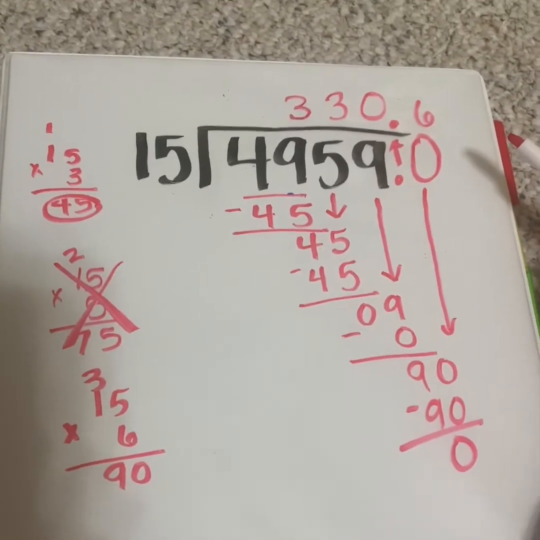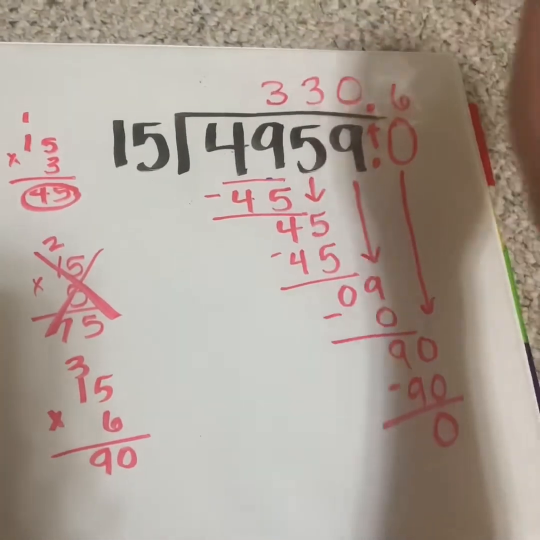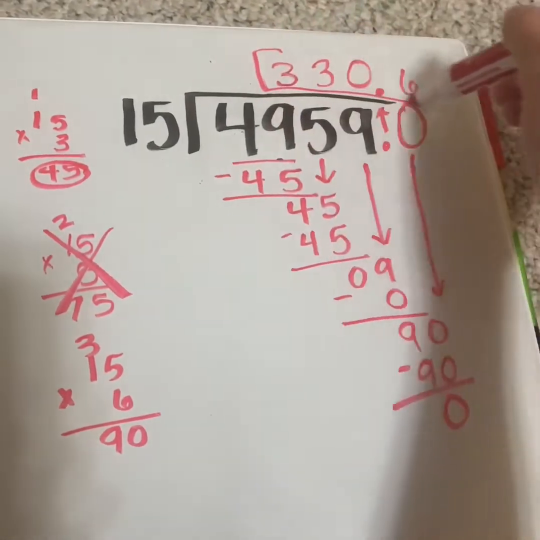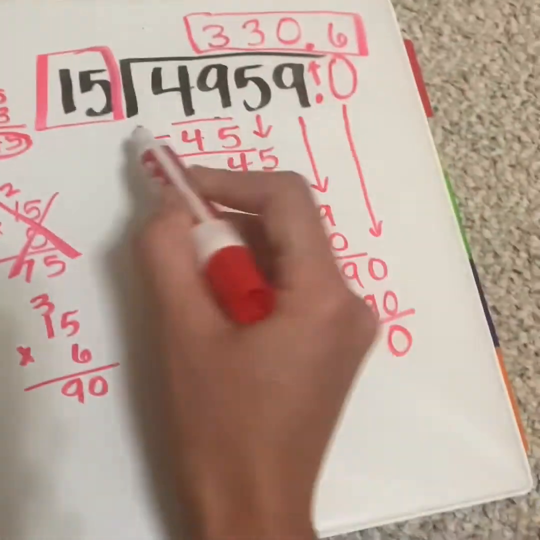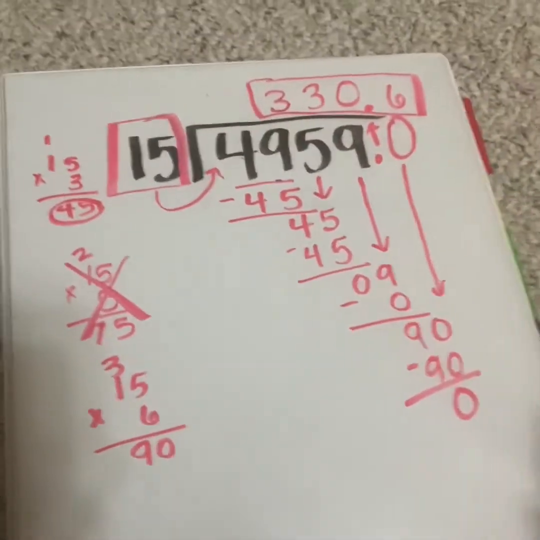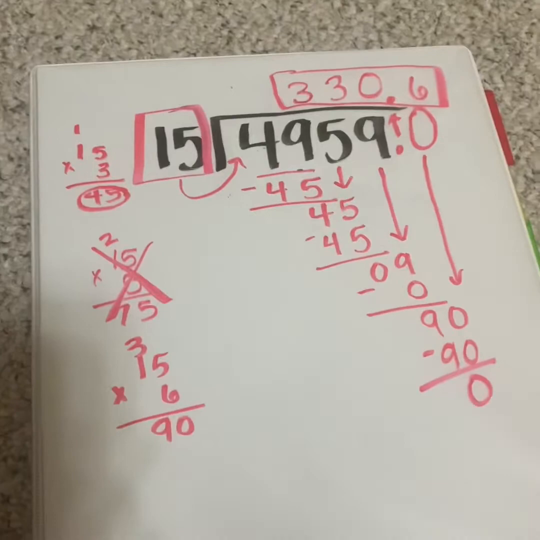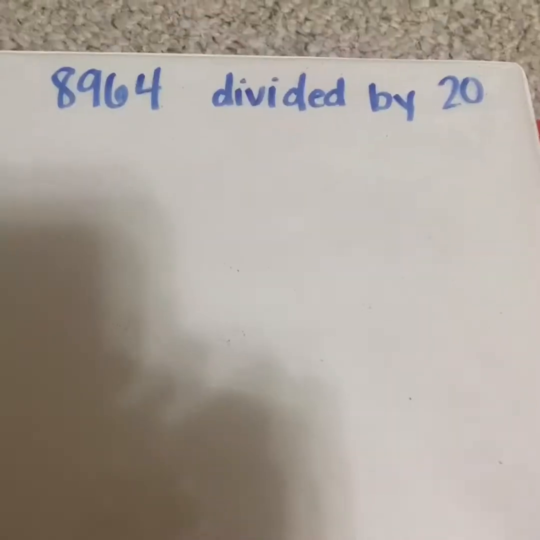Remember to check this. You can always multiply your quotient times your divisor, and you should get your dividend. If you didn't get your dividend, then you did something wrong. Now we're going to look at a different problem.